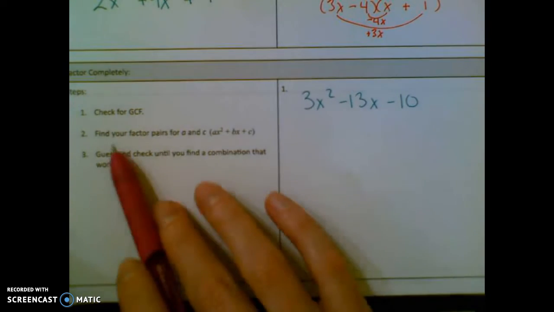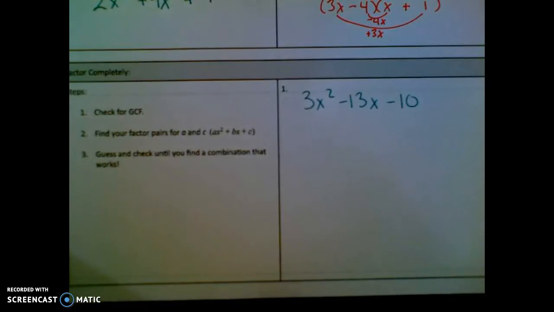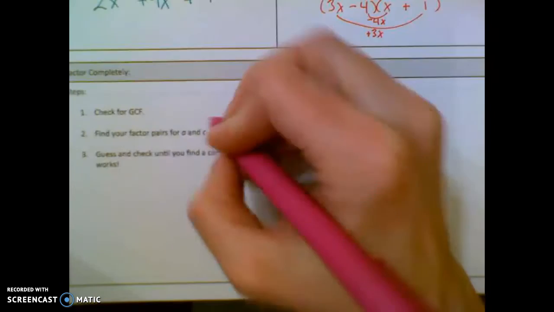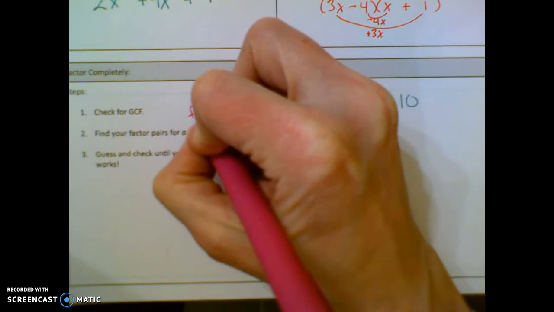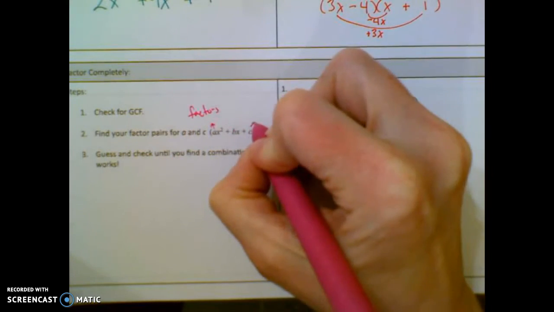Okay, next we're going to find your factor pairs for A and C. Well, on your problem, go ahead and find your factors of A and your factors of C.